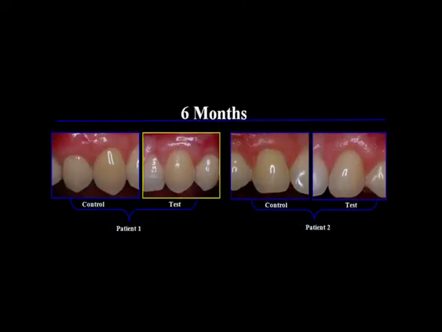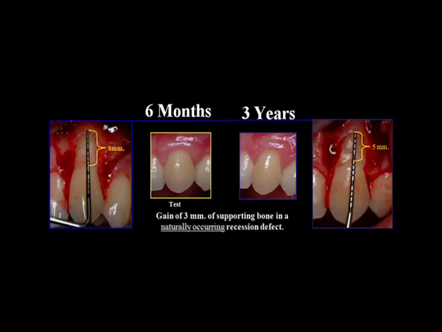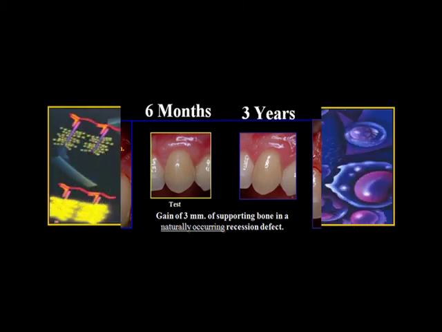Remember this patient in the pilot? Well, he came in to see me 3 years later. We're showing very nice root coverage at 3 years. Well, he had a periodontal abscess in the molar just distal to that, and he gave me permission to do a little peekaboo here. So at 3 years, we see we have 3 millimeters of bone gain, and this is in a naturally occurring recession defect. I showed you this works in surgically created defects. Here we have one in a naturally occurring defect.